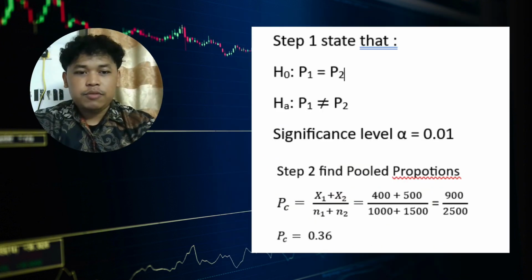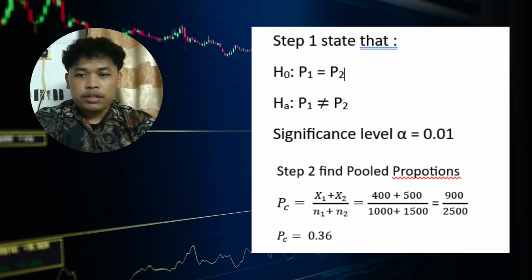The first step is to state the hypotheses. The null hypothesis is P1 equals P2, which means no difference in proportion between region X and region Y. The alternative hypothesis, HA, is P1 does not equal P2. That is a two-tailed test for a difference. And the significance level is alpha equals 0.01, as stated earlier.